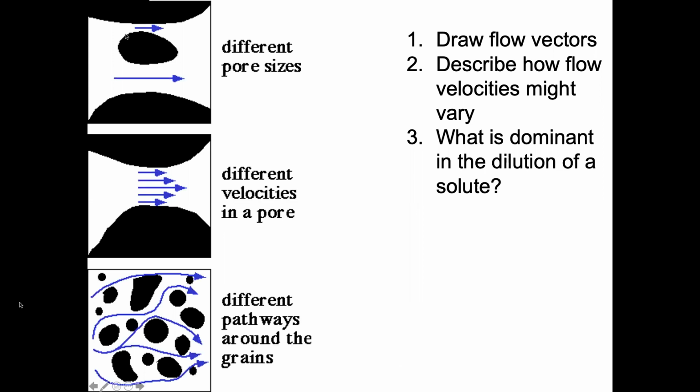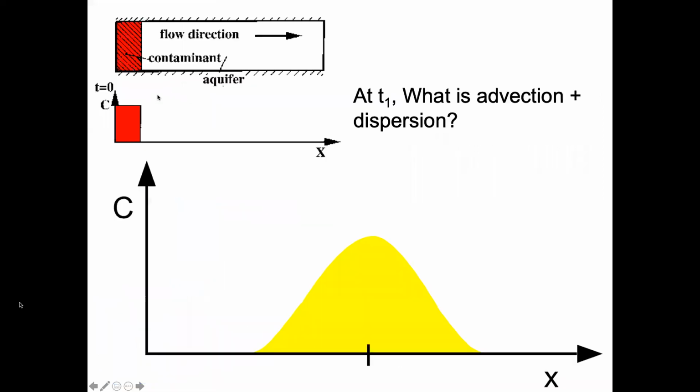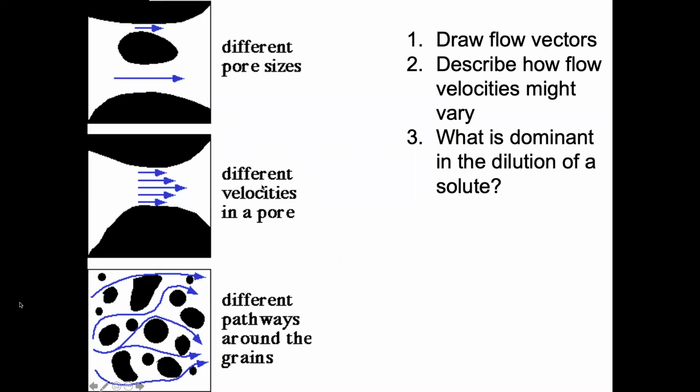So we can say, okay, if we think about this system at the top, this might be two different flow vectors. And so we see that different pore sizes are going to govern what's happening. And then, with different pore sizes, we're going to have different flow vectors. And within a pore, we're going to have different velocities, where we always have drag on the sides and the highest velocity in the middle. And then we're going to have different pathways around each grain. So we have this effect taking place, this effect taking place, and this effect also occurring in the system itself.